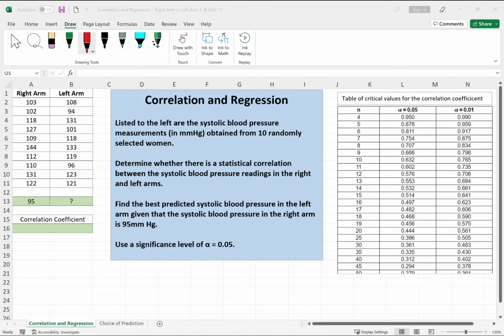Hi, and welcome to this edition of Excel for Introductory Statistics. In this activity, we're going to be doing a problem similar to the one we did in the previous video. Another example of correlation and regression.